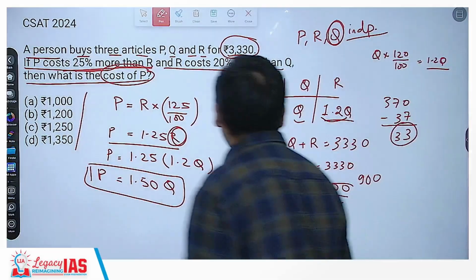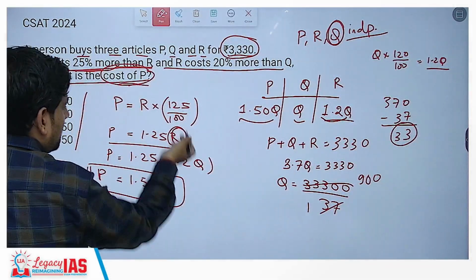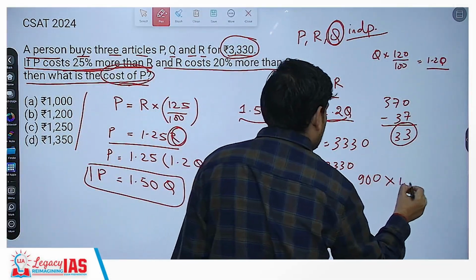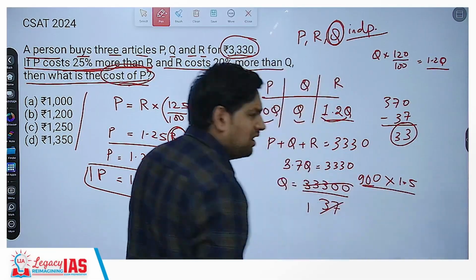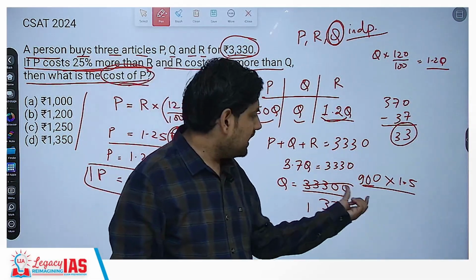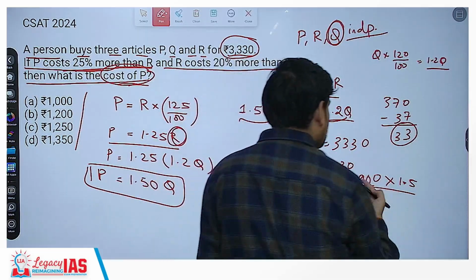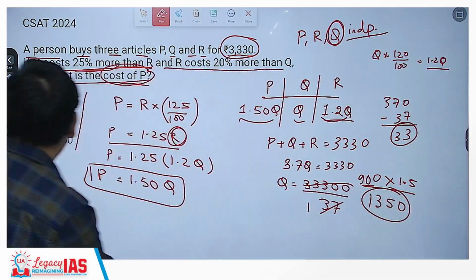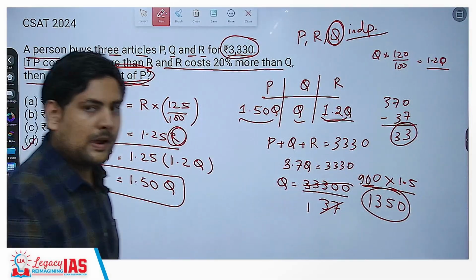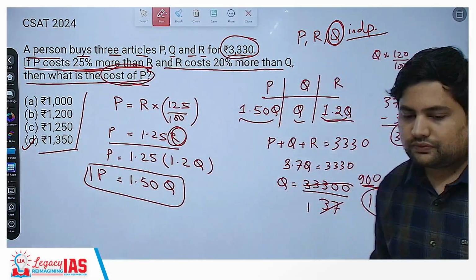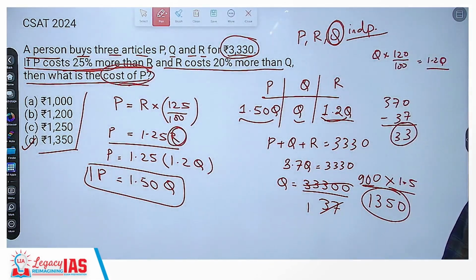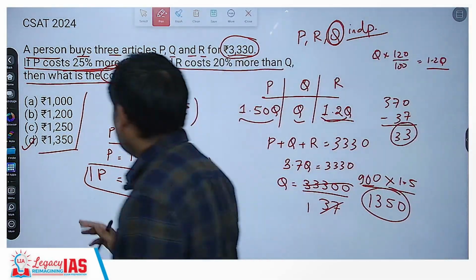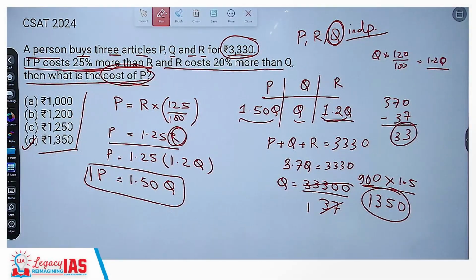Now if Q is 900, what is asked? The cost of P. P will be what? P will be 1.5 times of this. 1.5 times means what? 900 into 1.5. 15 nines are 135. So 1350. This becomes your answer. Understood? 1350 becomes your answer. Okay, so this is how you do questions like this.